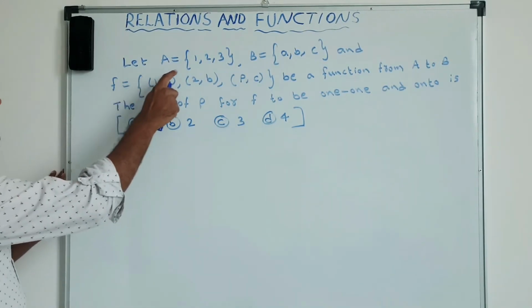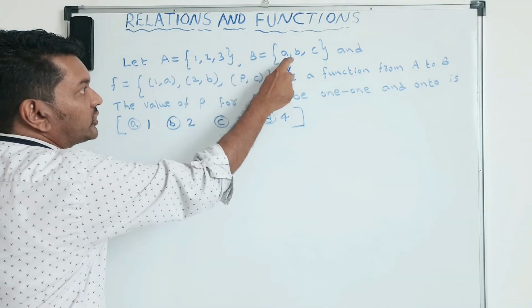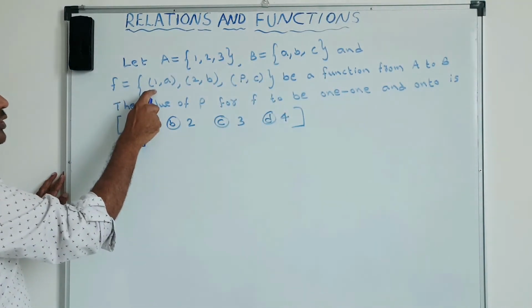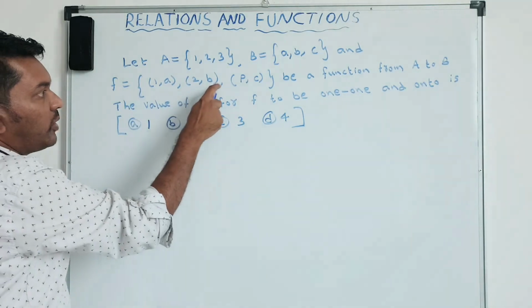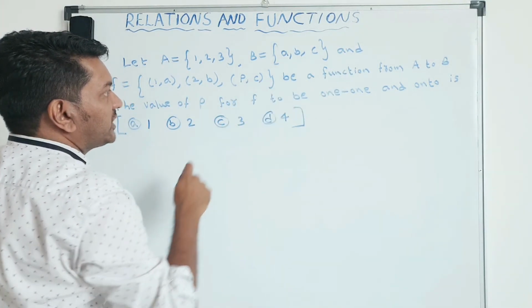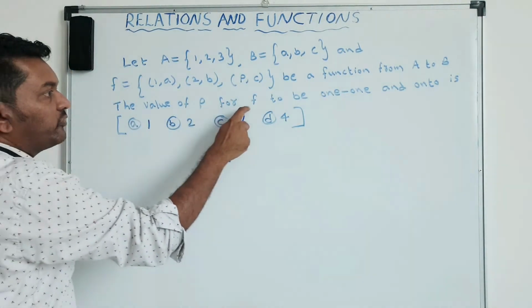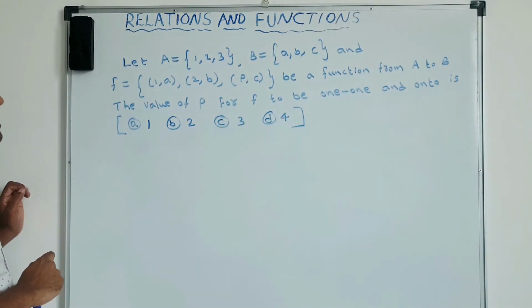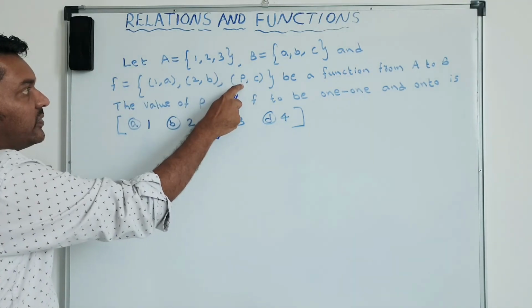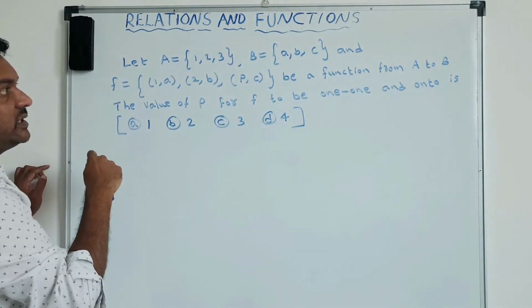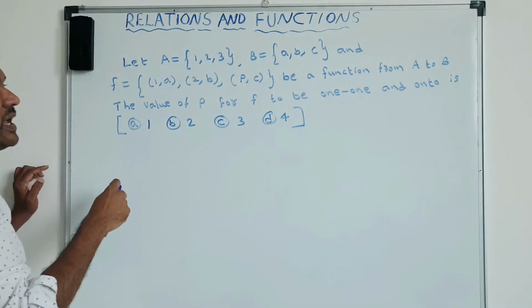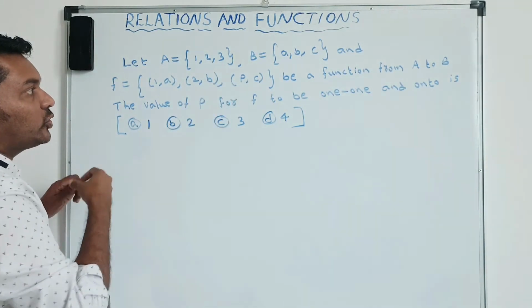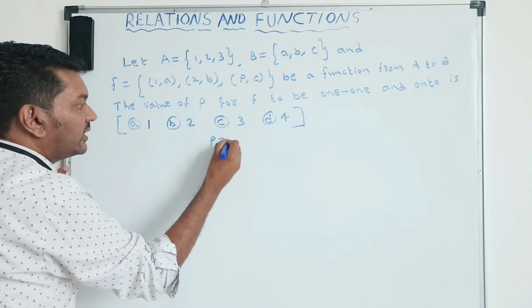Now, next question. Let A equal to set 1, 2, 3, B equal to set a, b, c, and f equal to set of ordered pairs (1, a), (2, b), (p, c) be a function from A to B. The value of p for f to be one-to-one and onto is. Clearly you can see 3 is not having any image. If 3 has an image, then only it will be a function. So p should be equal to 3.